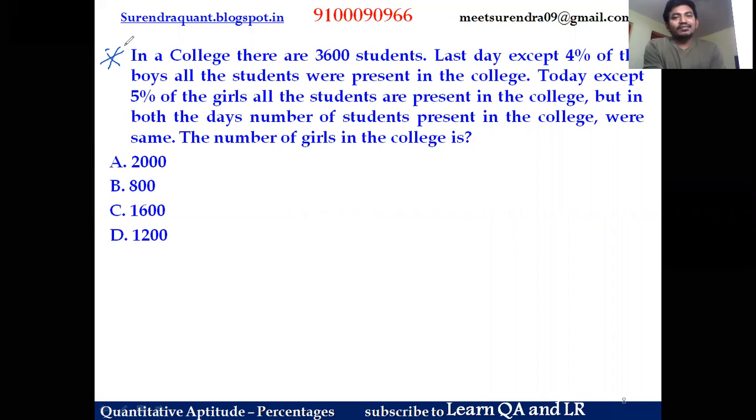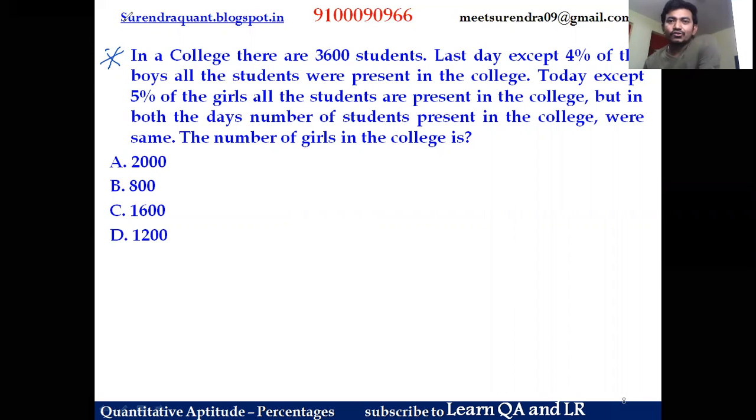In a college, there are 3,600 students. Last day, except 4% of the boys, all students were present in the college. And today, except 5% of the girls, all students are present in the college. But on both days, the number of students present in the college was the same. Then the total number of girls in the college is?